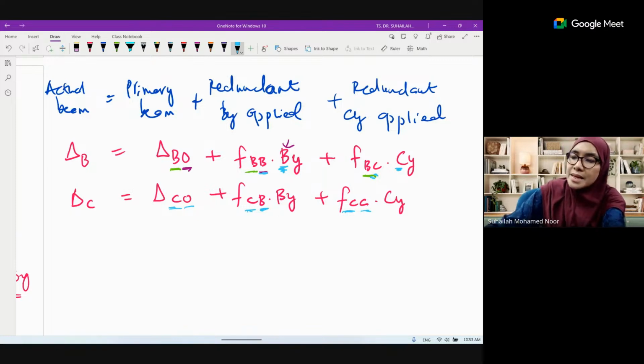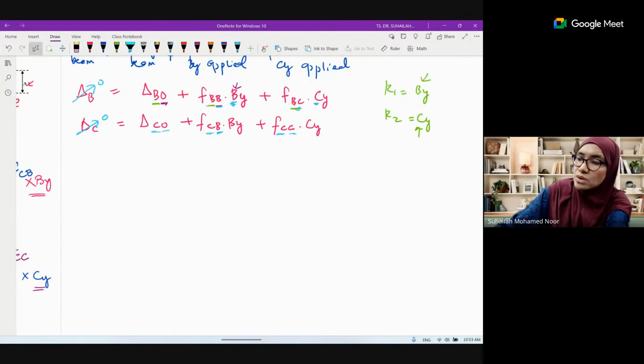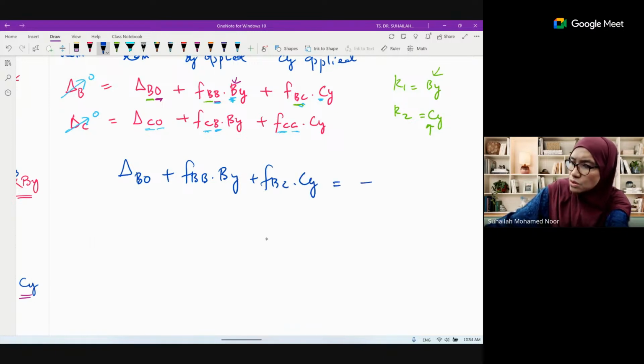Now in the actual beam, delta B is 0 and delta C is 0 because of the support. When it equals zero, we write the equation equal to zero. So we will have two equations. Start with primary delta B naught plus FBB BY plus FBC CY equals 0. So this is equation 1.